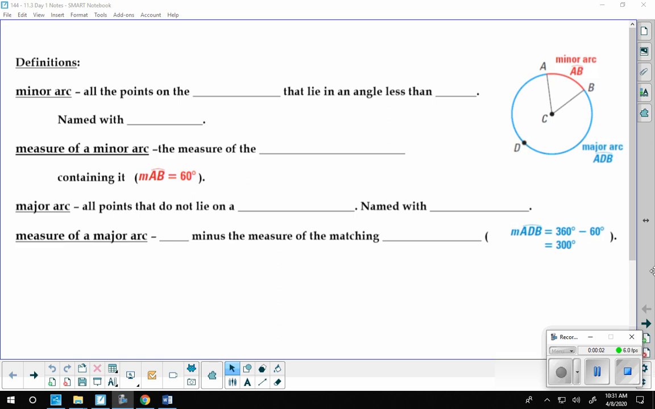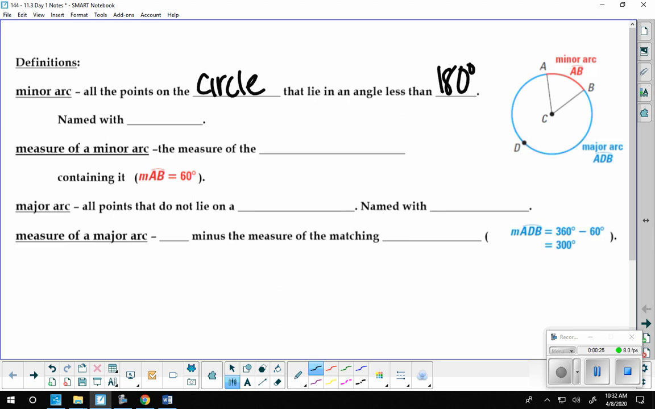So section 11.3 is arcs and central angles. A couple definitions first. What's a minor arc? All the points on the circle that lie in an angle less than 180 degrees. And we name it with 2 points, meaning 2 letters. So minor, think less than 180.